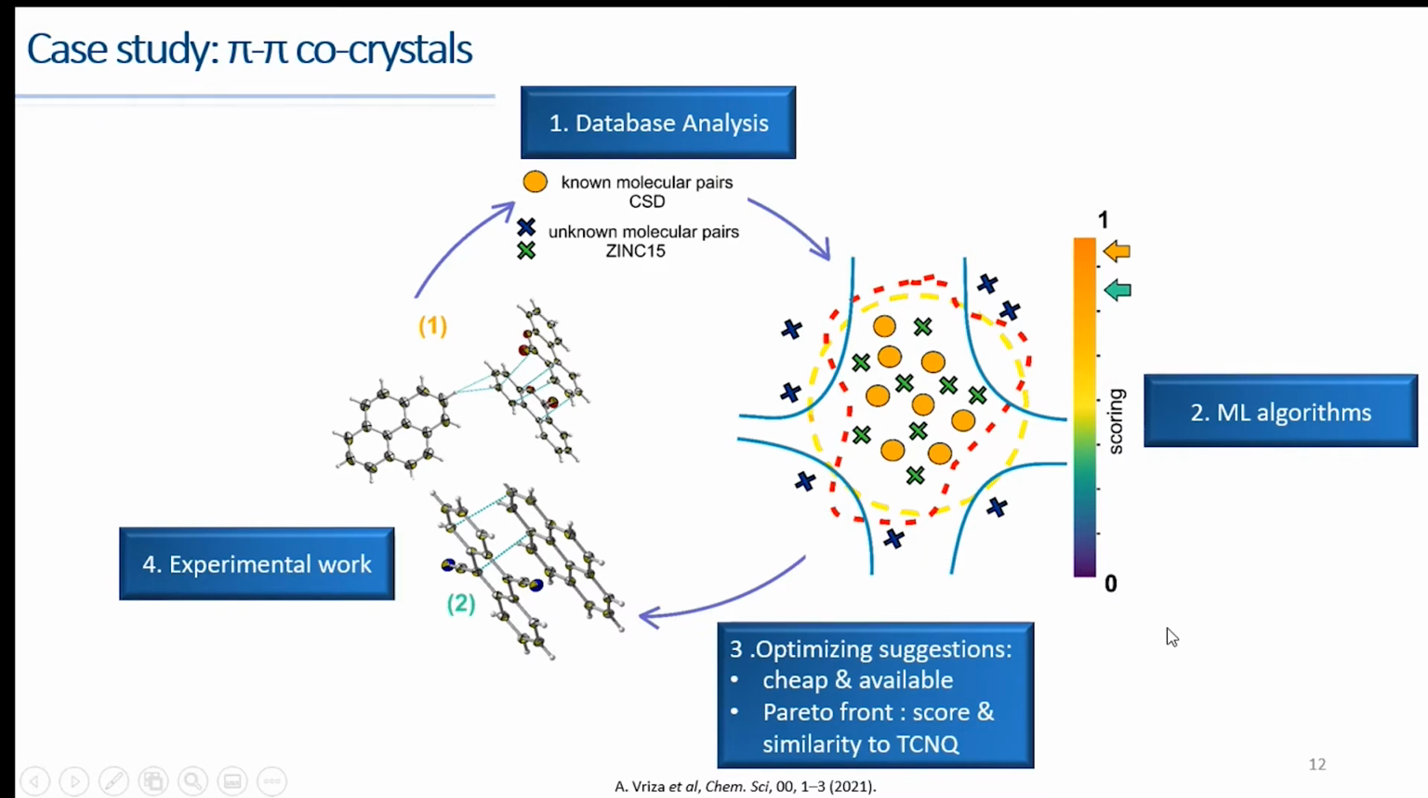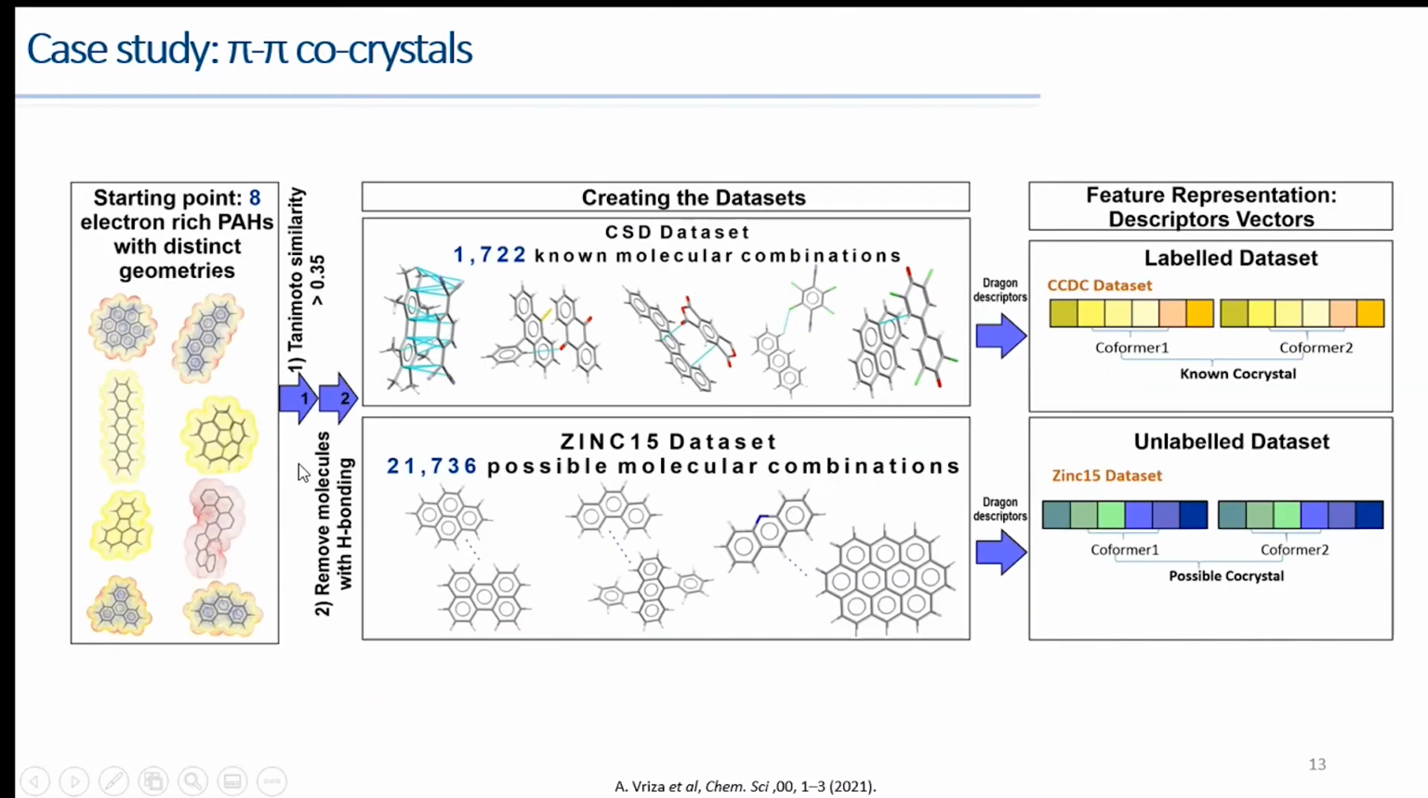So after testing several machine learning algorithms and having a ranking for some good pi molecular pairs, we wanted to further optimize the suggestions and select some cheap and available molecules, and then also optimize our selection by choosing molecules that have a high score and similarity to TCNQ, which is a molecule very well known for electronic applications in co-crystals. After that, with experimental work performed in a group, we were able to make 2 new co-crystals.